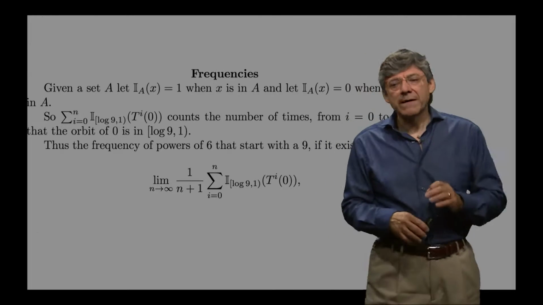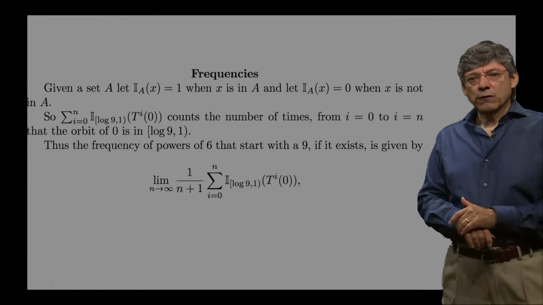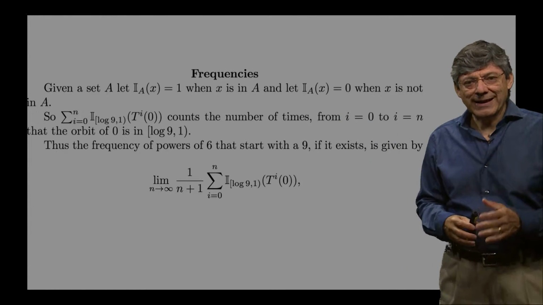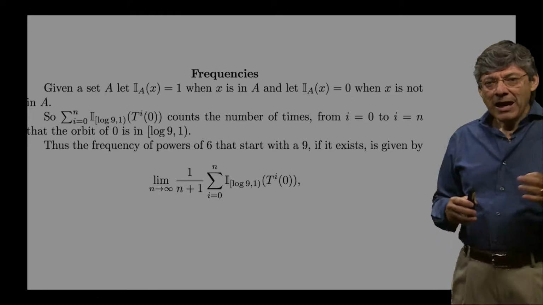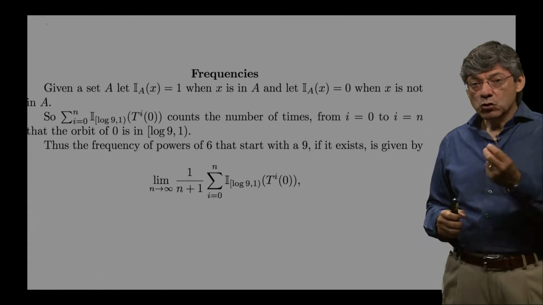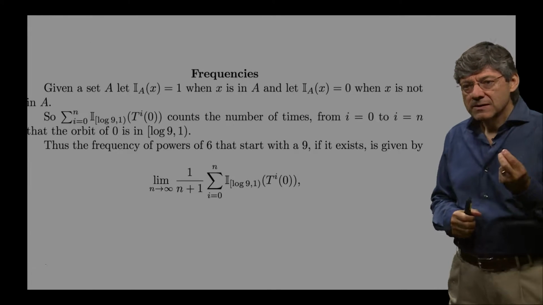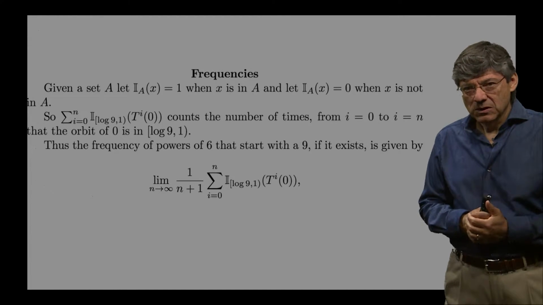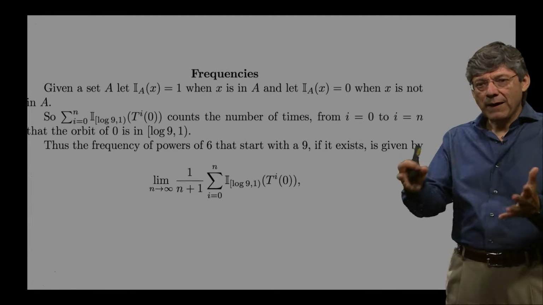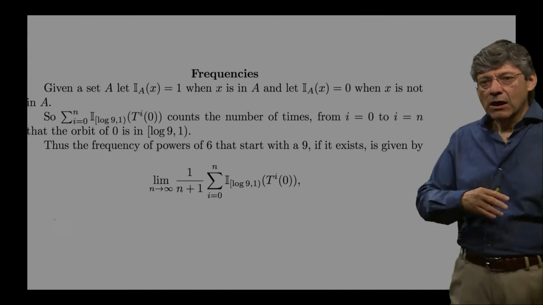So let's look at this in more detail. We're going to use something called the indicator function of a set. The indicator function of a set A, I sub A, is a function so that I sub A at x is equal to 1 when x is in A, and it is 0 when x is not in A. So we think of I sub A of x, the indicator function of A, as telling us when x is in A or not.